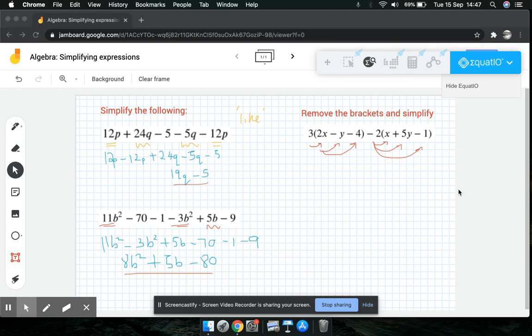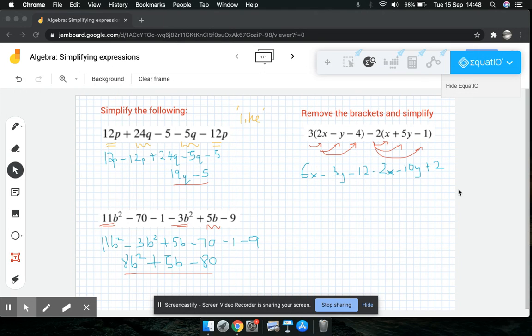3 multiplied by 2x gives us 6x. 3 multiplied by minus y will give us minus 3y. 3 multiplied by minus 4 gives you minus 12. Minus 2 multiplied by x, minus 2x. Minus 2 multiplied by 5y, minus 10y. And minus 2 by minus 1, that's plus 2. Okay, this looks a little bit similar to what we had on the left to begin with.